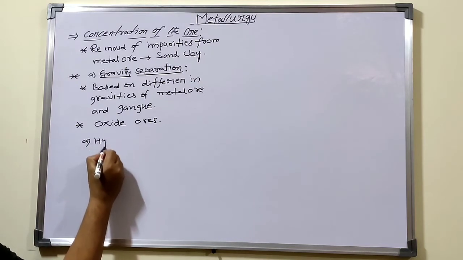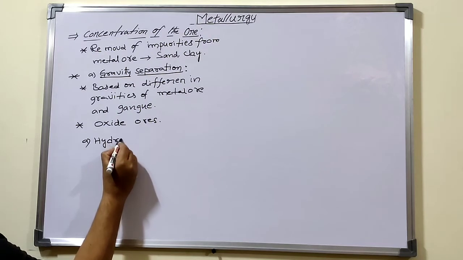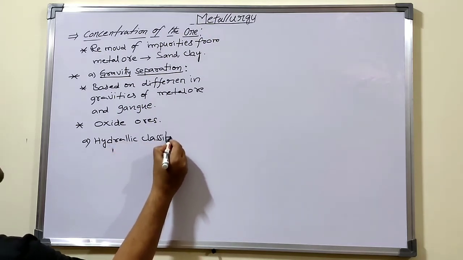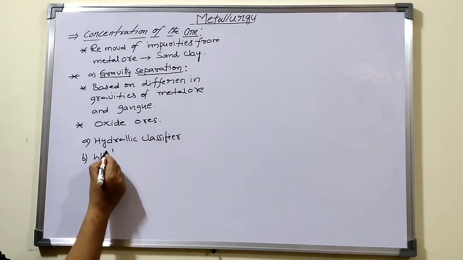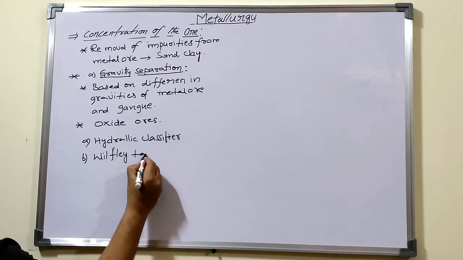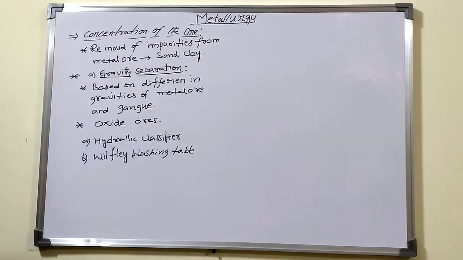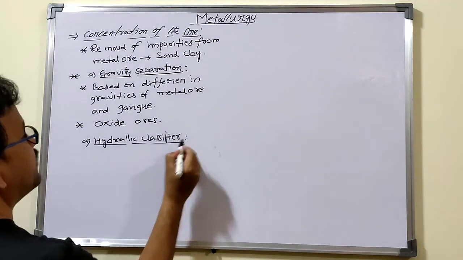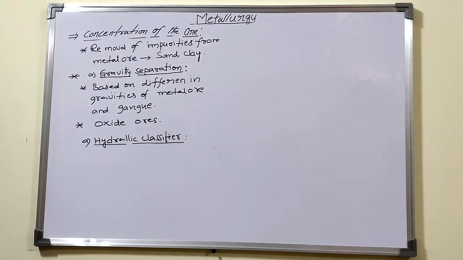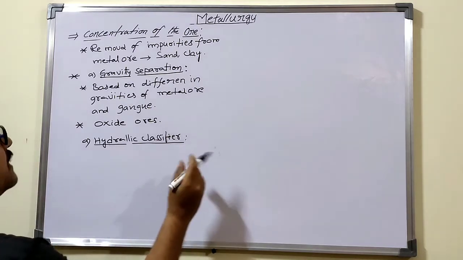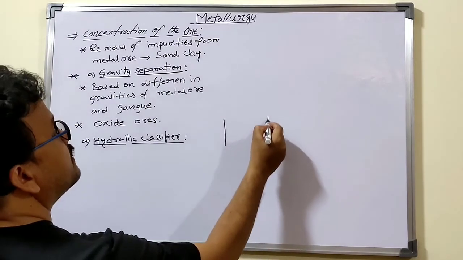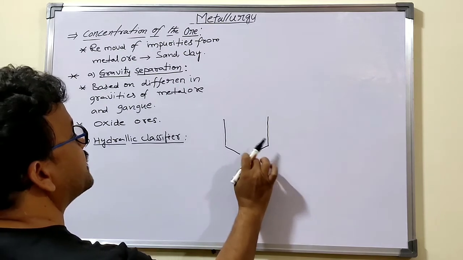To concentrate by this method, we have the hydraulic classifier and the Wilfley washing table. By using a hydraulic classifier and a Wilfley washing table, we can concentrate the ore by gravity separation. Now let me discuss the hydraulic classifier. A hydraulic classifier is a large conical reservoir. Here I am drawing the large conical reservoir.